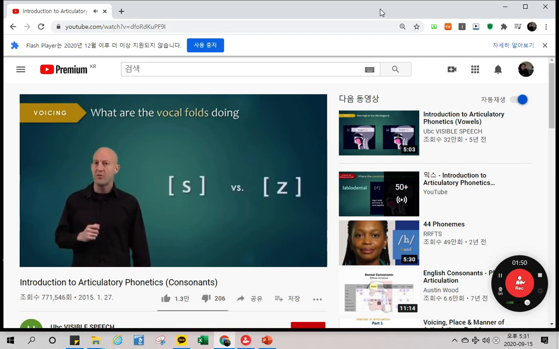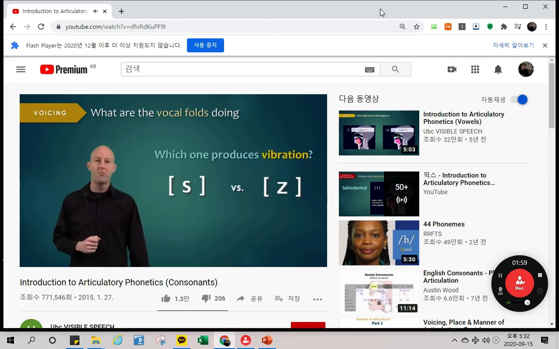So produce these two sounds in succession. Z, s, z. Which one produces the vibration? You should feel that z produces a vibration, so it's a voiced sound, whereas s does not produce the vibration, so it's a voiceless sound.